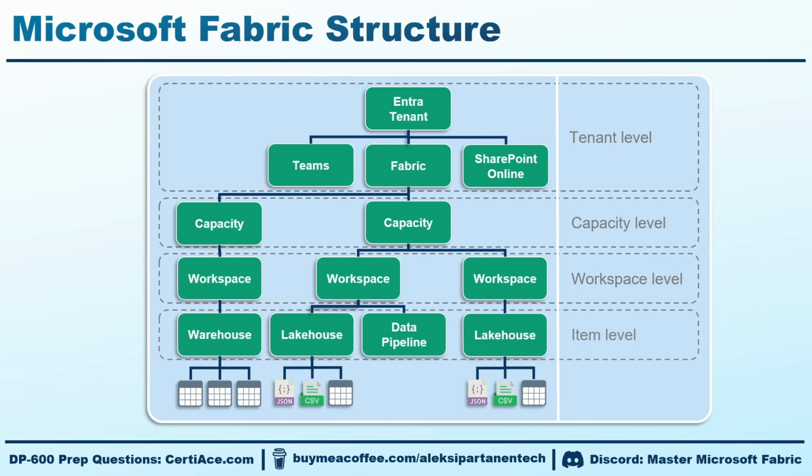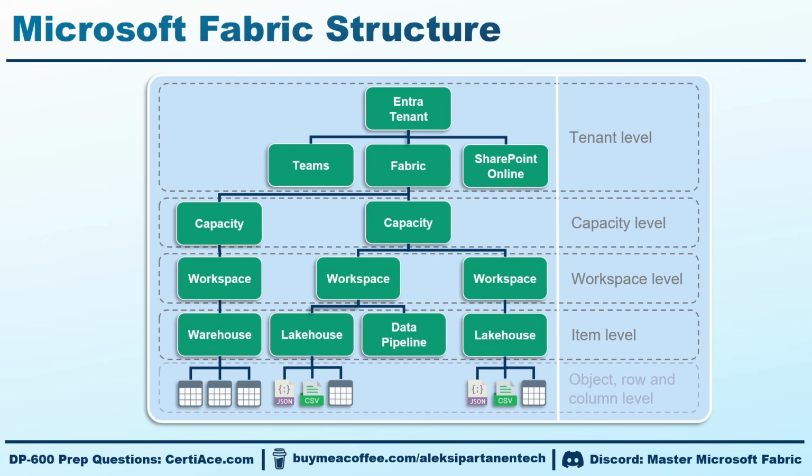After that, we have the item level, where we have all our different Fabric items that can be created to the workspaces, like those different data stores like lakehouses and warehouses. Also, we can create items that do not store data but move and consume and transform it, like data pipelines, or reporting items that display data like Power BI reports and dashboards.